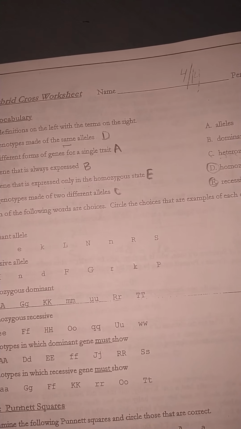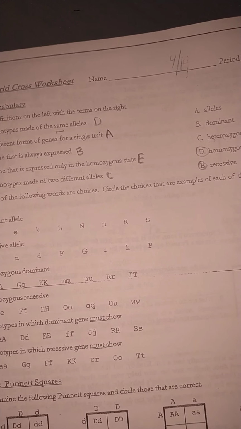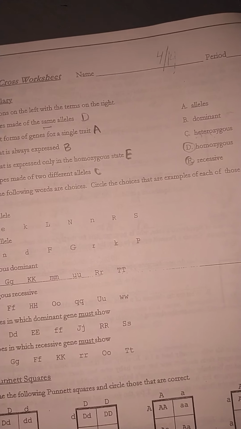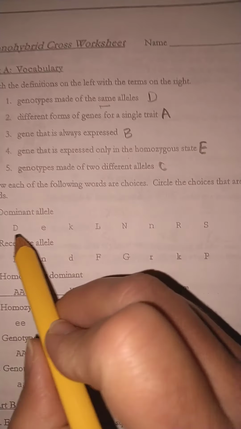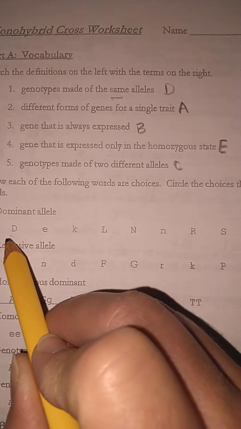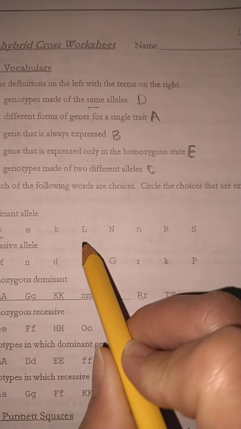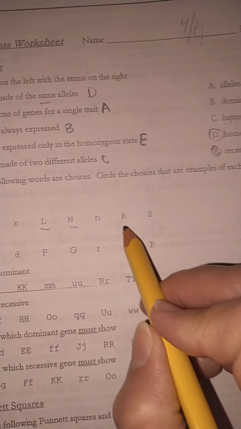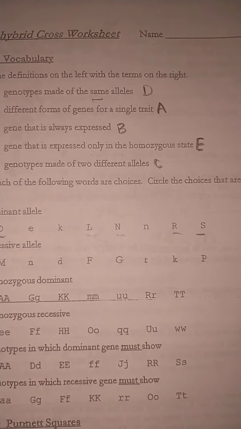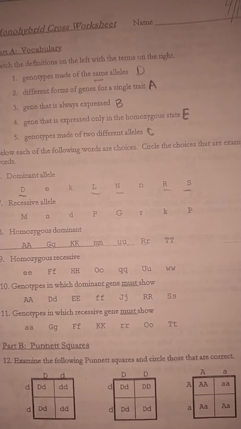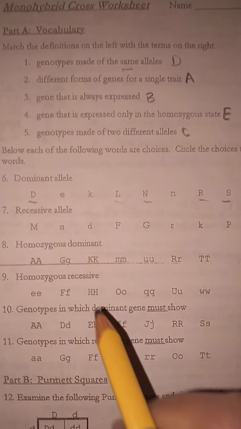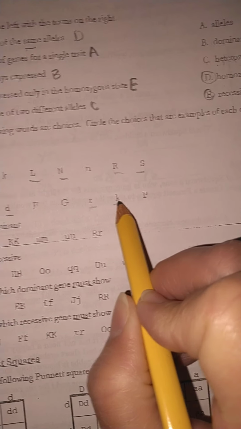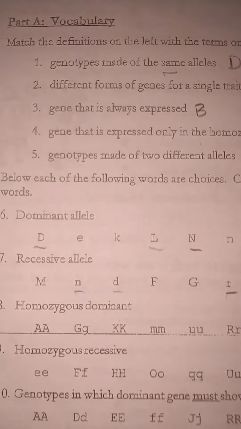Okay, below each of the following words or choices, circle the choice that are examples of each type. So dominant alleles, and this is just reminding us that normally we use capital letters to show the dominant allele. So capital D would be dominant, capital L, capital N, capital R, and capital S. Those would be the dominant alleles. We usually represent dominant alleles by the uppercase letters. Recessive alleles we're going to represent by lowercase. Those would be the recessive alleles.